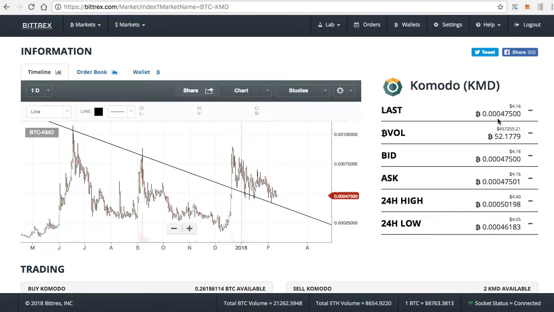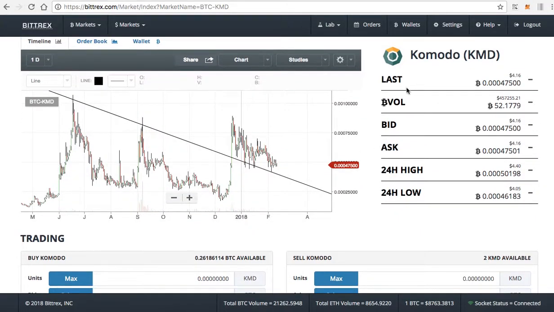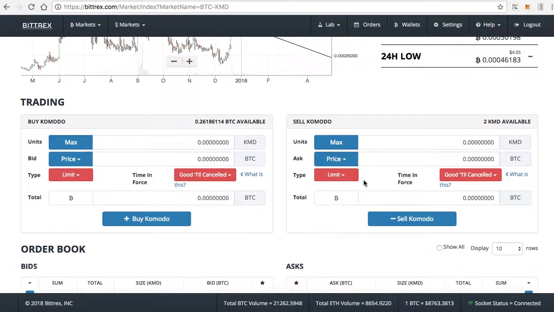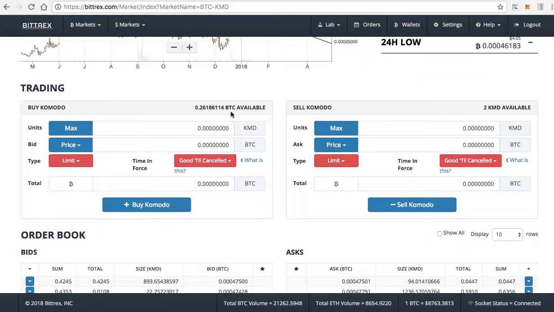Looking at this area right now, 47,500 is the last price. The bid price, which means people who want to buy it, is 47 exactly, and the ask is 47.01. So there's not much of a spread on it at all right now.